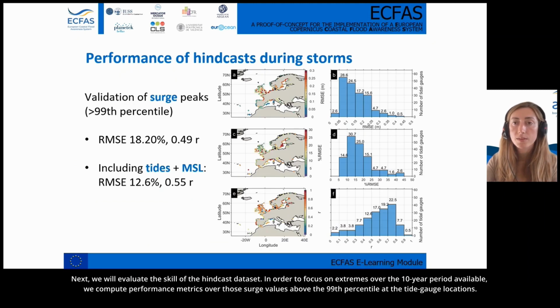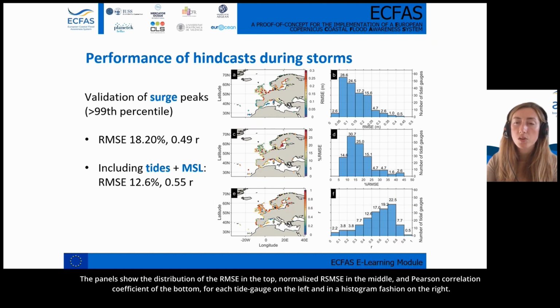Next, we will evaluate the skill of the hindcast dataset. In order to focus on extreme events over the 10-year period available, we compute performance metrics over those storm surges with values above the 99th percentile at the tide gauge locations. The panels show the distribution of the root mean square error in the top, normalized root mean square error in the middle, and Pearson correlation coefficient in the bottom, for each tide gauge on the left and in a histogram fashion on the right.